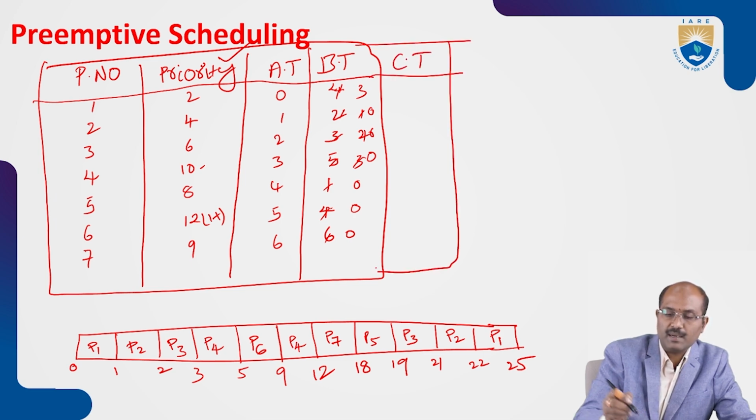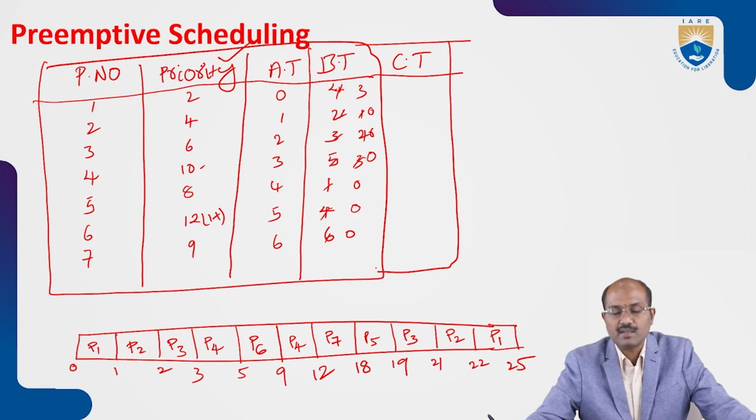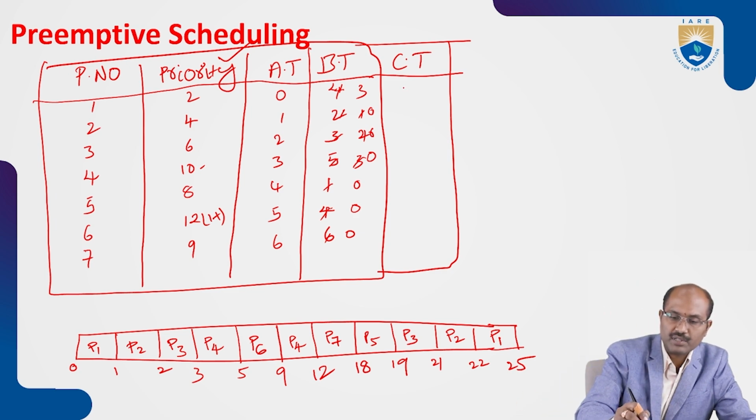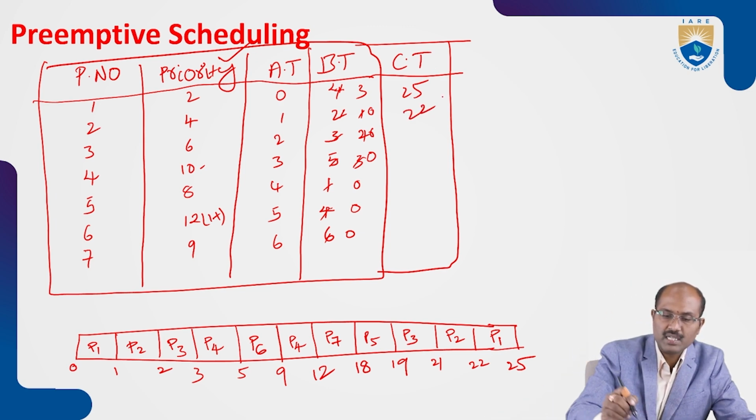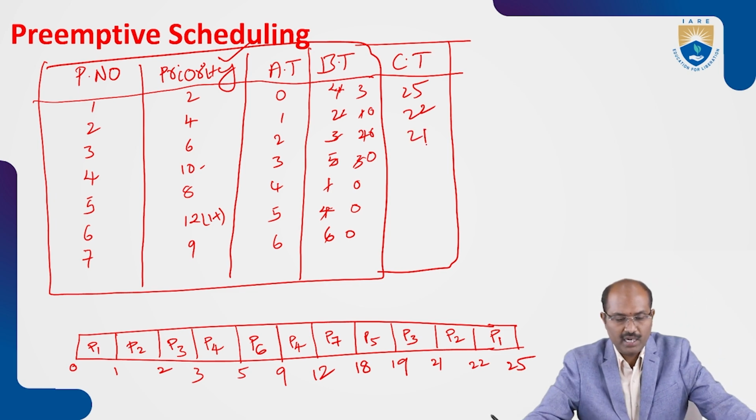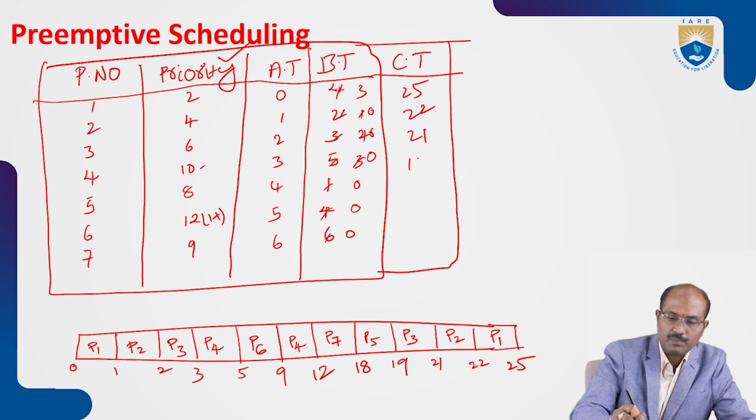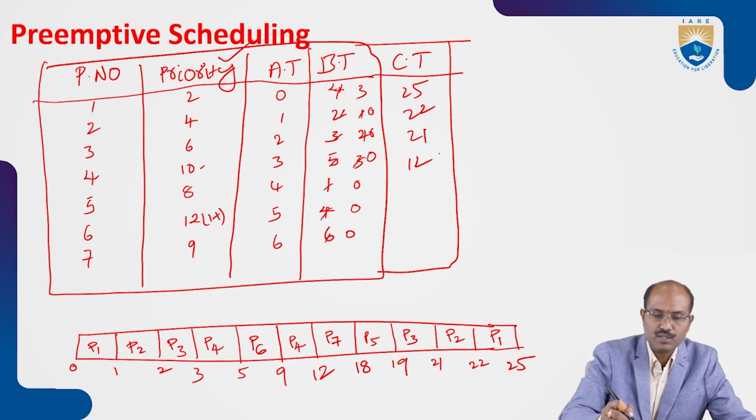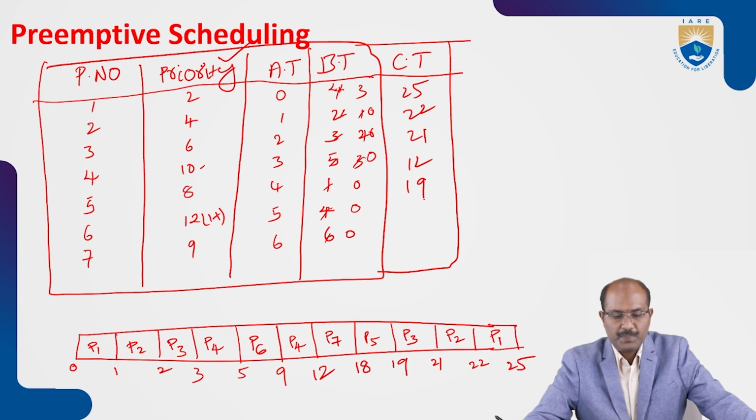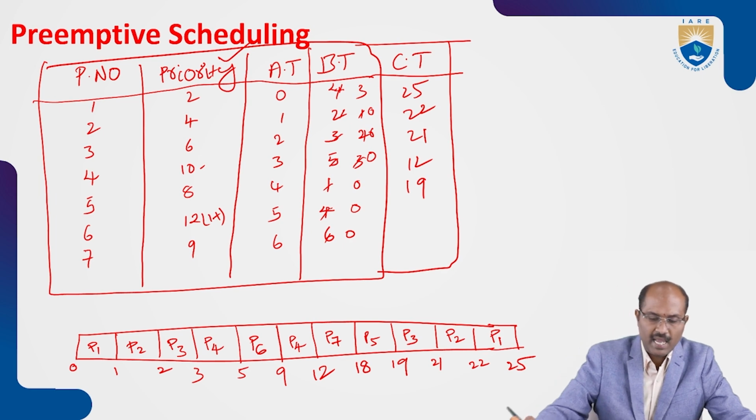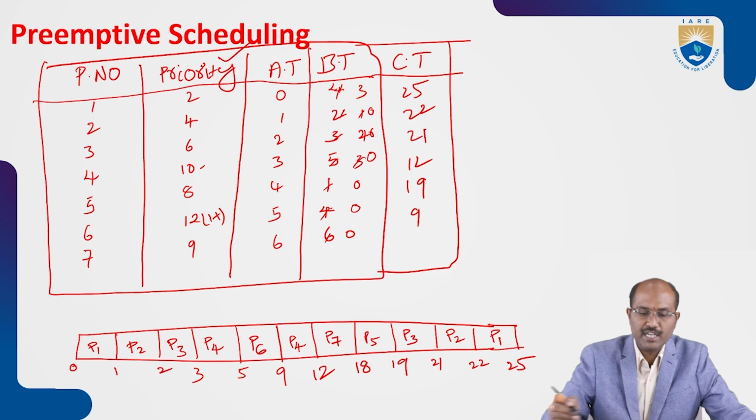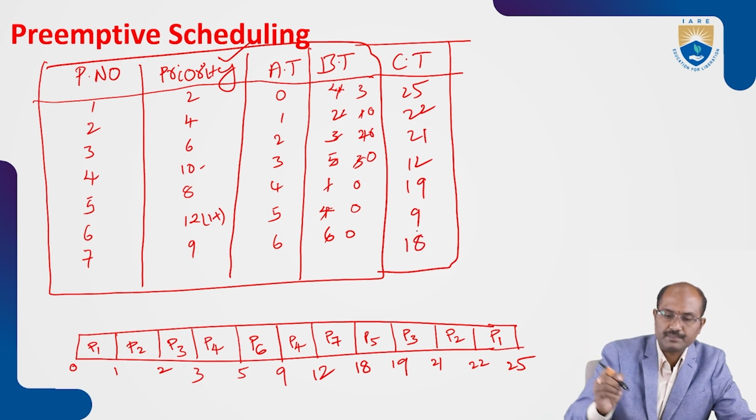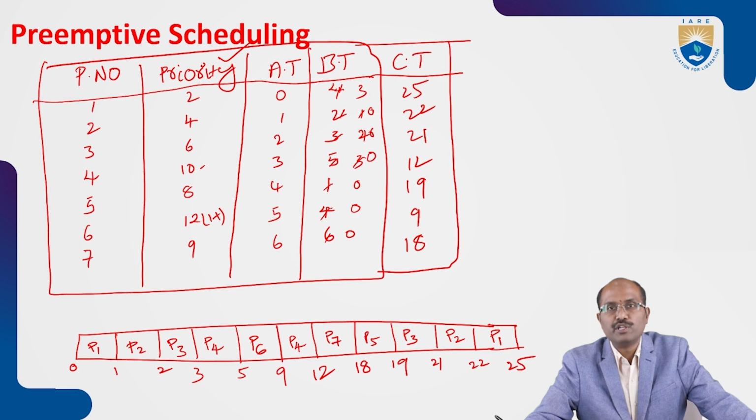So let me check the completion times. P1 is completed at 25 units of time. P2 is completed at 22 units of time. P3 is completed at 21 units of time. P4 is completed at 12 units of time. P5 is completed at 19 units of time. P6 is completed at 9 units of time. P7 is completed at 18 units of time. So their completion times we notice here.